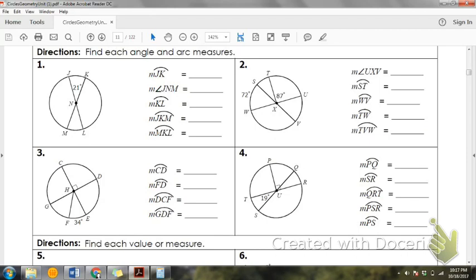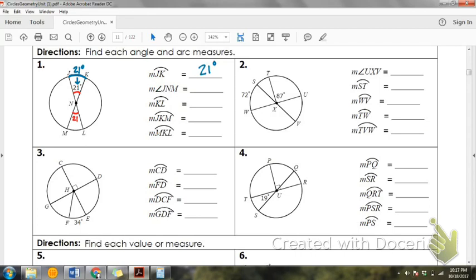Alright, so let's look at example 1. It says find each angle and arc measures. So let's just take a look at our diagram here on example 1. We know that this angle right here is 21. Well, if that angle is 21, then we know this one across here is also 21. It's asking us for the measure of arc JK. So it's asking us for this arc here. Well, we know if it's coming from the central angle, it's the same as the measure of the angle. So measure of arc JK is 21 degrees also.